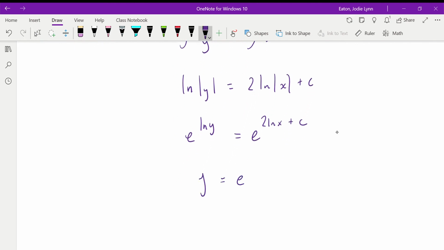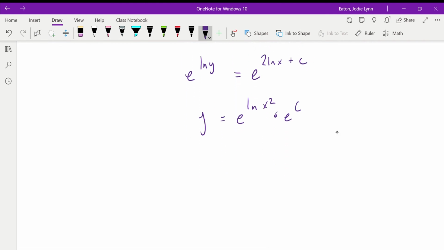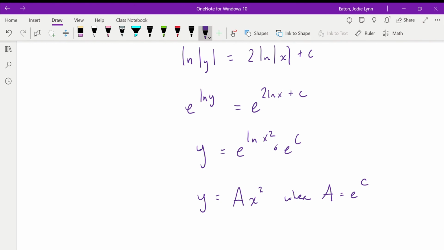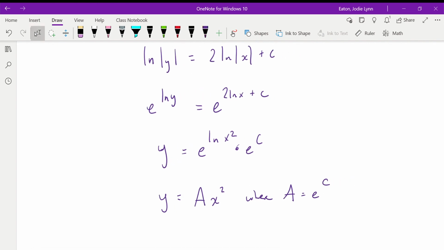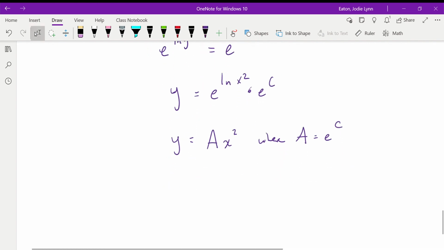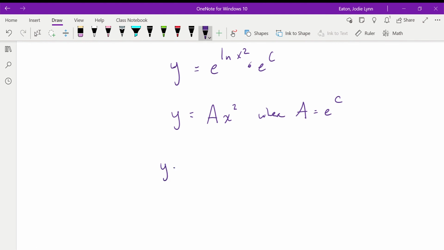So y equals e to the ln x squared, because remember we can use our logarithm power rule, times e to the c. And so y equals a, some constant, times x squared, where a equals e to the c. Okay, and right now we are only looking at positive solutions. We would have to do it differently if we were looking at negative x values, because what it would mean to be double would be a bit different, and we'd also have to look at a negative a. So what that means is y equals ax squared.